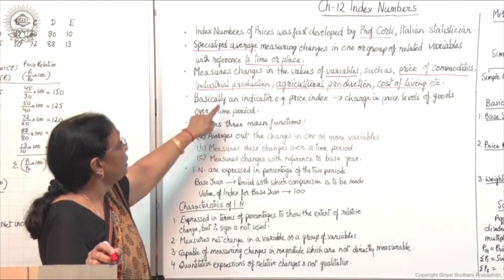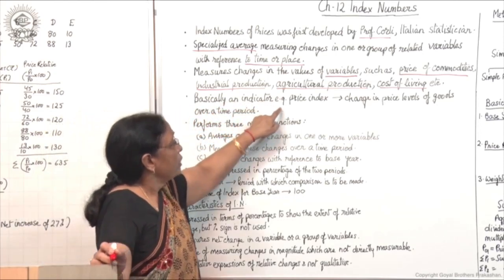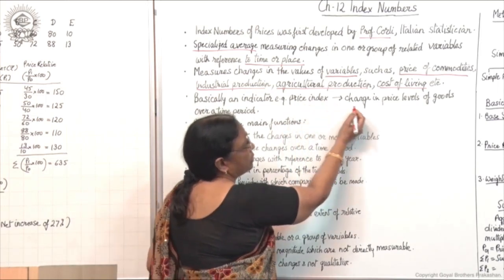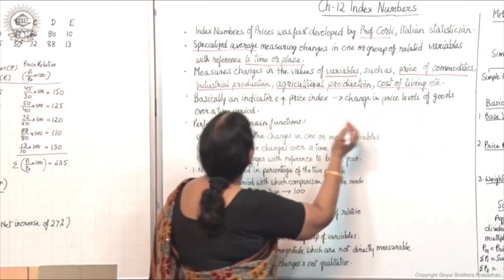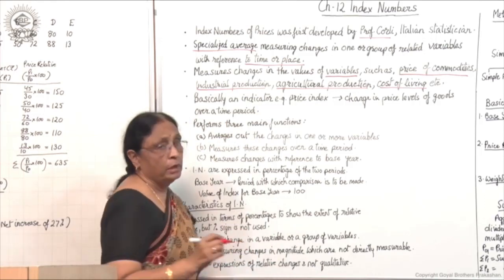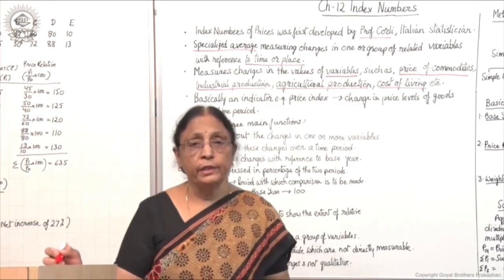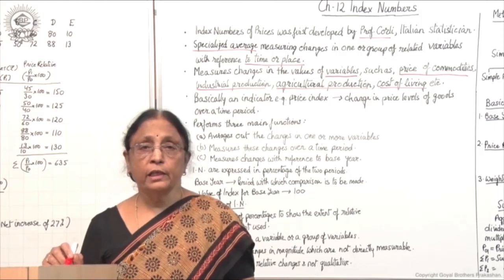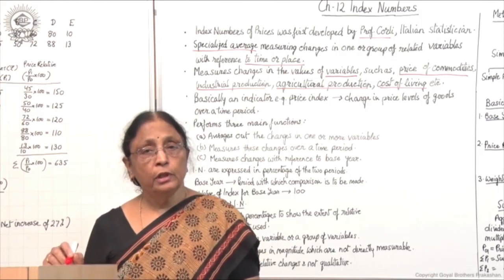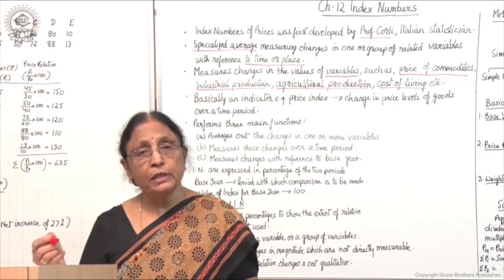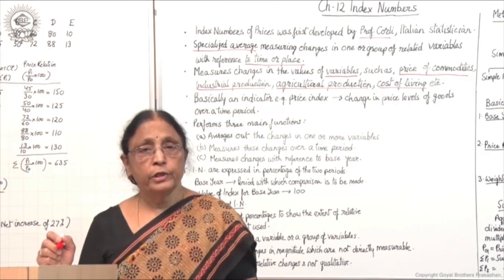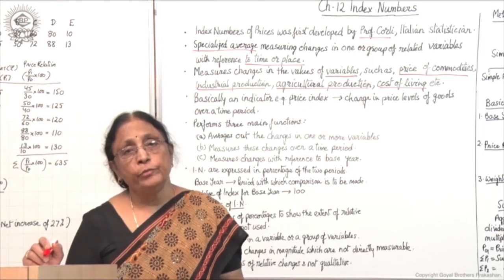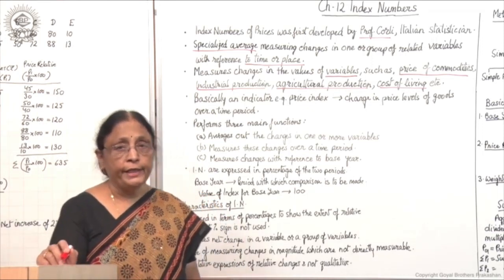Basically, index number is an indicator. For example, a price index shows the change in the price level of goods over a time period. So index number is basically an indicator. You can say it is like a barometer of the economy. It gives you the pulse of the economy. What is the economic trend? The pulse of the economy you can gather with the help of index numbers.